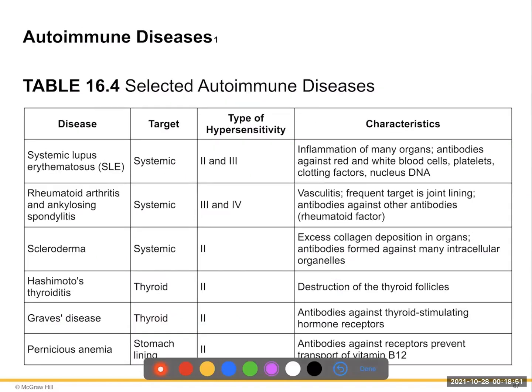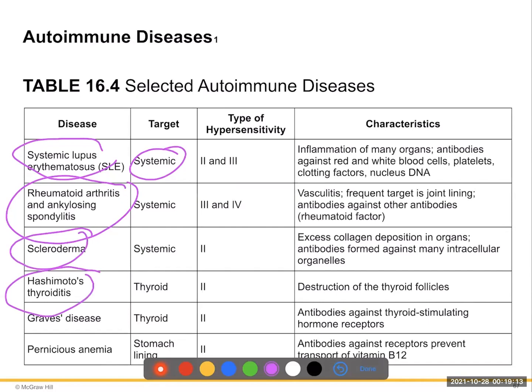So here are your autoimmune diseases and what they affect. Lupus is a systemic disease throughout the body. Many organs are affected, with antibodies against red and white blood cells, platelets, clotting factors, nucleus, and DNA. Rheumatoid arthritis and ankylosing spondylitis are systemic. Scleroderma is systemic. Hashimoto's disease is your thyroid disease. It's strictly related to the thyroid. It doesn't attack anything else and destroys thyroid particles. Graves' disease is also specific to your thyroid. There are antibodies against thyroid stimulating hormone receptors, and they bind to that.